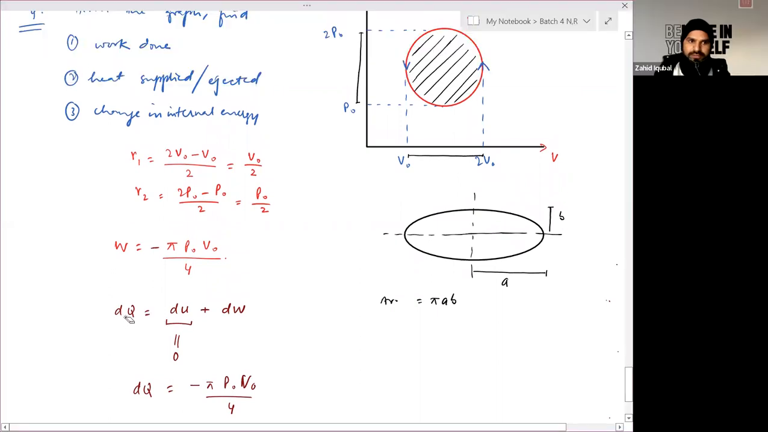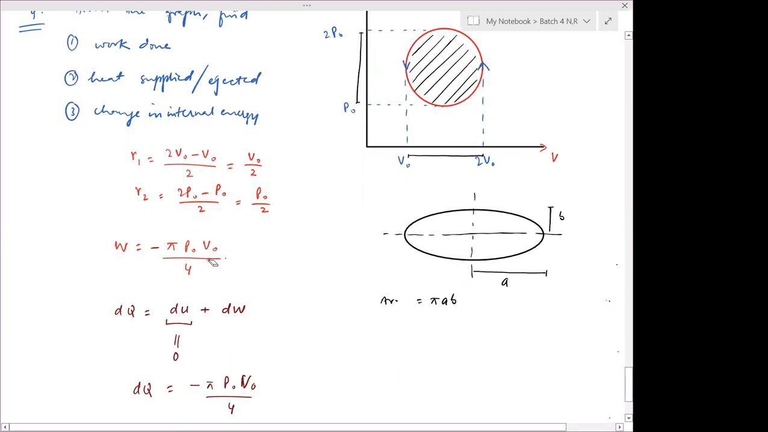According to the first law, dq, the amount of heat, equals the change in internal energy plus work done. Since this particular process is a closed path, for any closed process the change in internal energy will be 0. That's why I put the value of the change in internal energy for this process to be 0. So what you are left with is dq on the left side and dw on the right side. It means total work done must equal the heat. Is it clear? Yes, sir.